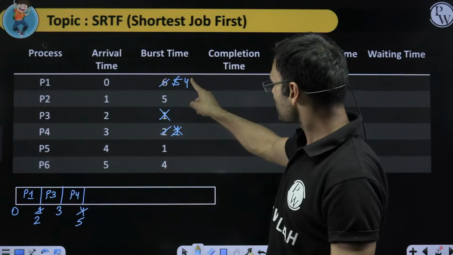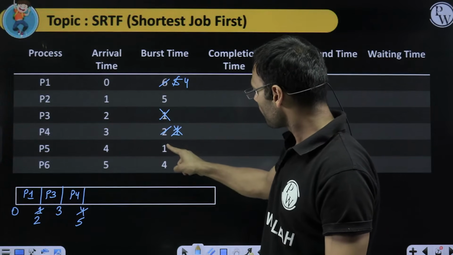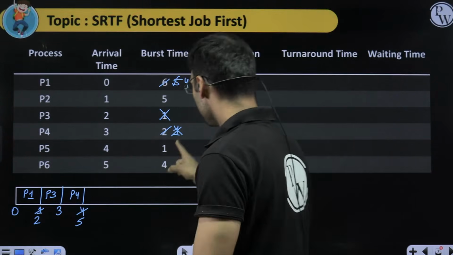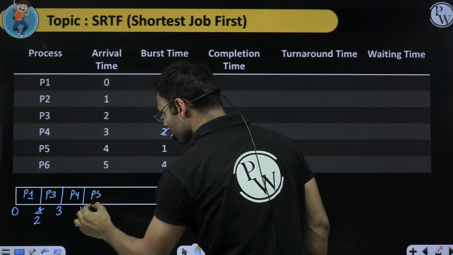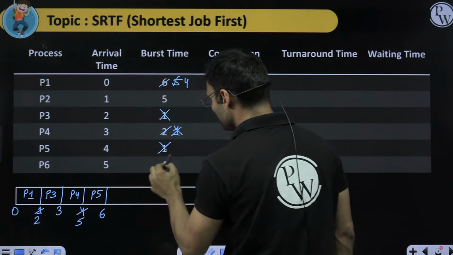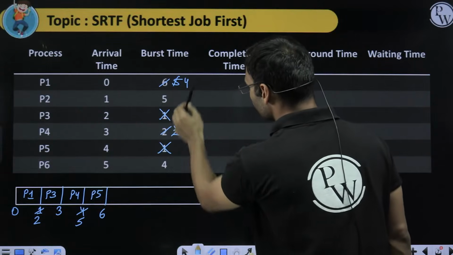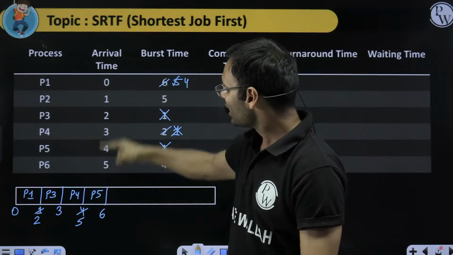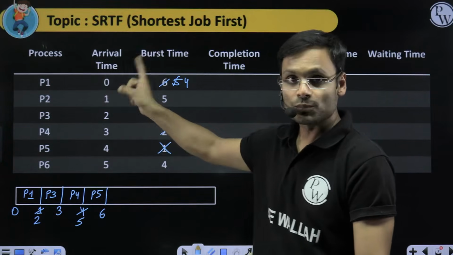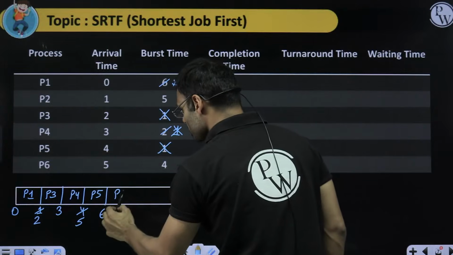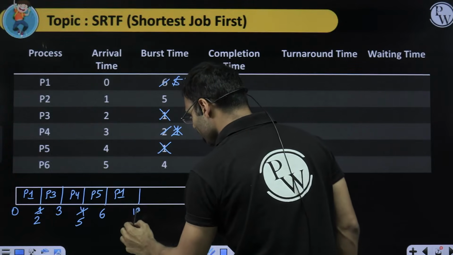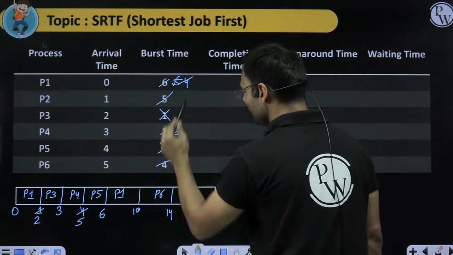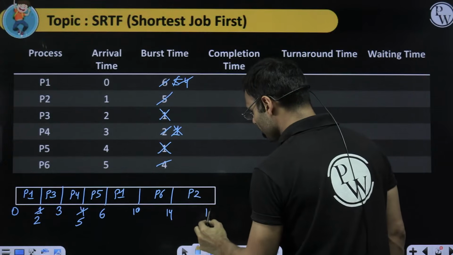Now remaining processes are P1, P2, P5 and P6. Among these, the smallest process is P5. I will execute P5, one duration till 6. Done. Now 4, 5, 4, 4 are the burst times. If burst times are equal, I'll check the arrival times. Arrival time here is 0, smaller. So I will execute P1 first for 4 time till 10. Then P6 till 14 and then at the end P2 till 15.